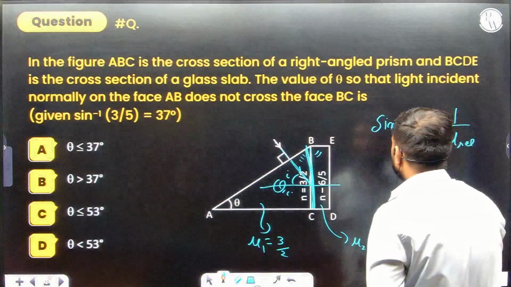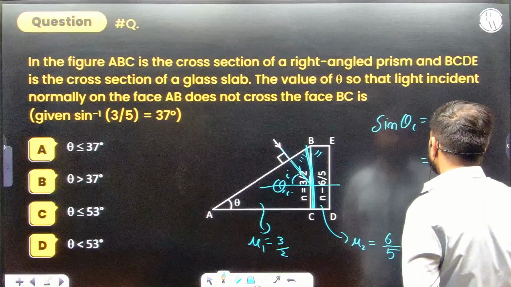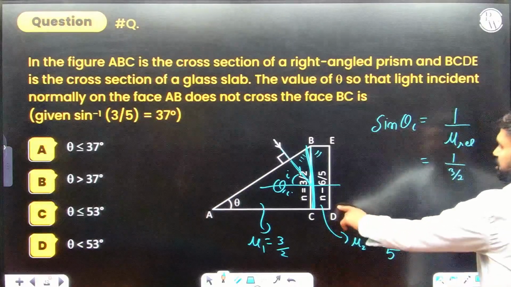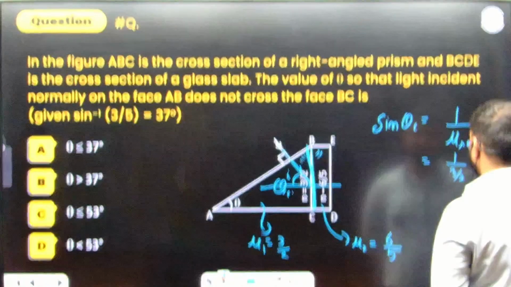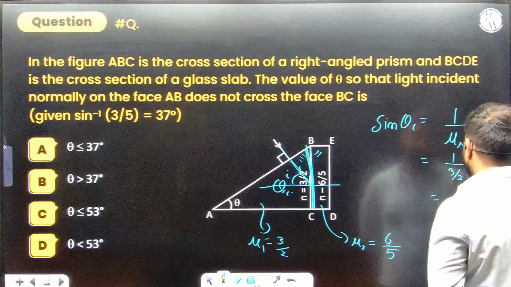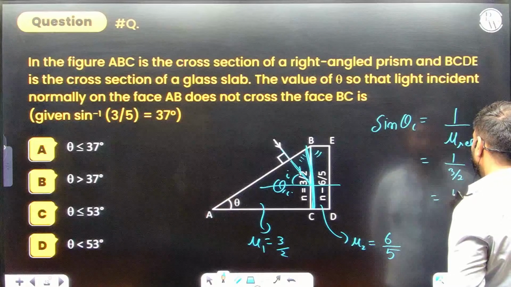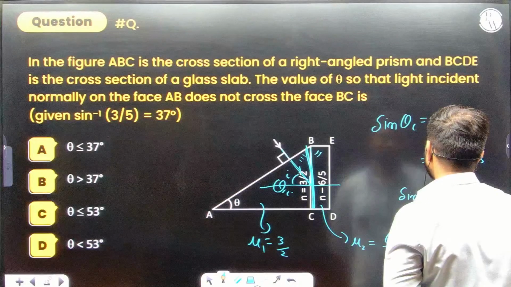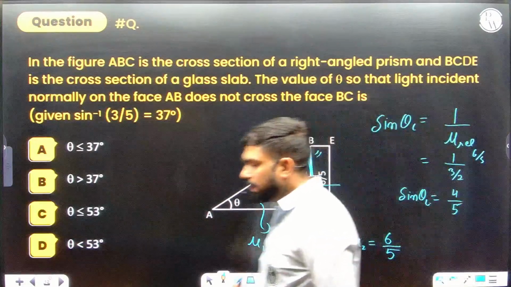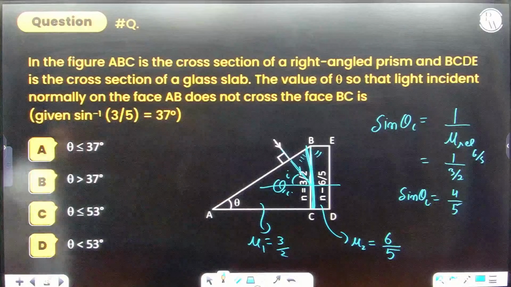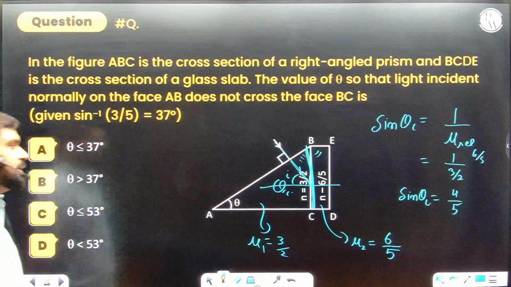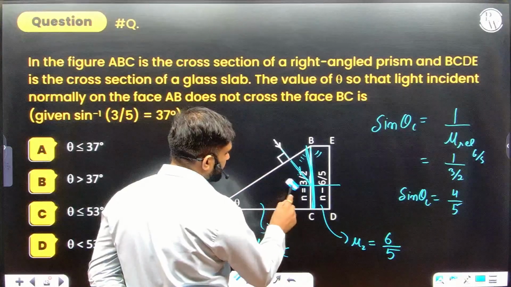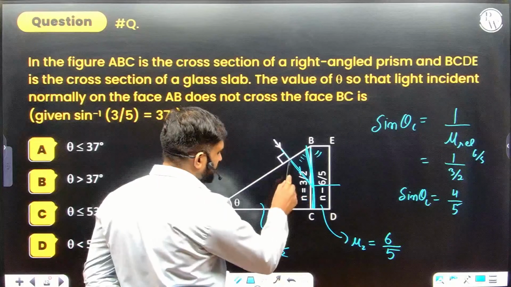So let's see. Mu relative I'll find as the refractive index of the prism, 3/2, with respect to the refractive index of this glass slab, 6/5, which goes in the numerator. If I write it, the 2 goes in the numerator and it becomes 4/5. So this becomes your sin theta c. I have got my theta c, so the critical angle will be theta c. Now let's see, if the critical angle is theta c, what I can say about this angle of incidence.